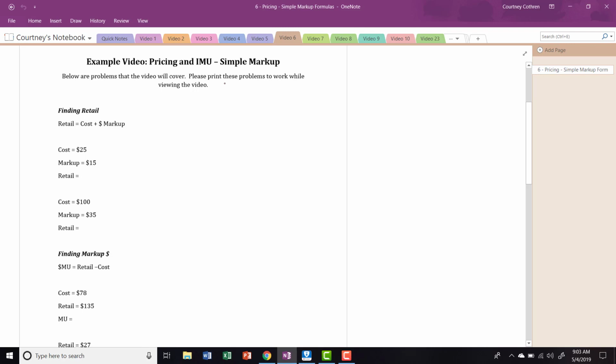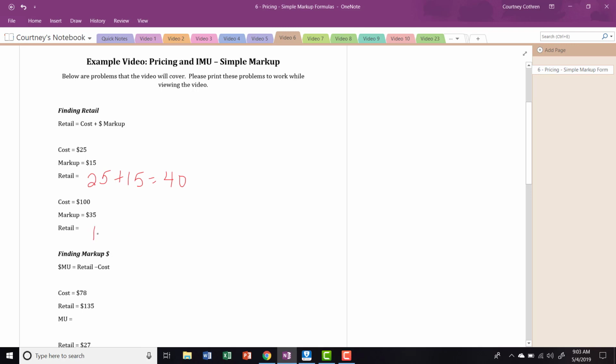Okay, so simply, if we are thinking about retail, the cost that a retailer charges a customer is just adding the cost plus the markup. So in this first problem, we can see that the cost is $25 and the markup is $15. All we need to do to find the retail is simply add 25 plus 15 equals $40. So the retail for that item would be $40.